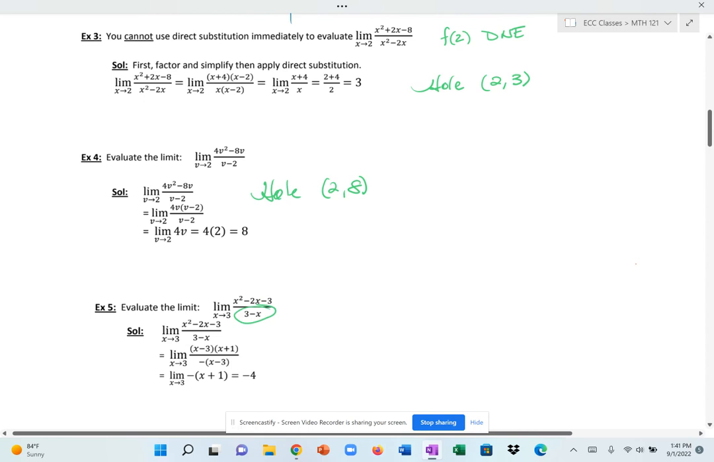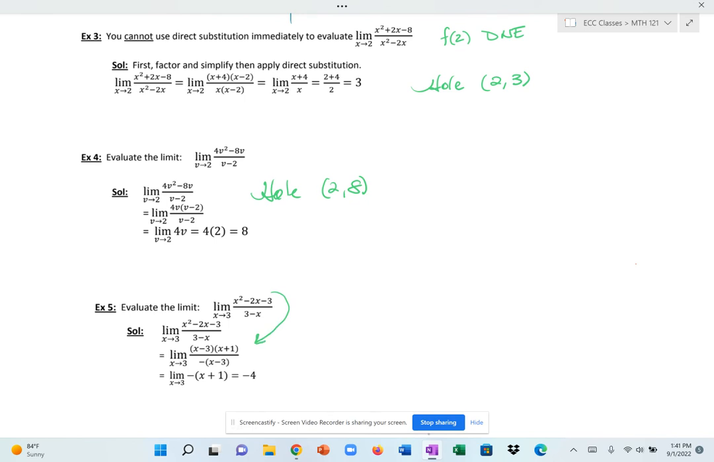All right, here's another one where I can't just plug in the value of x. I can't plug in 3. That would give me a 0 here, but I can factor. So when I factor the numerator, it factors into x minus 3 and x plus 1. So this x minus 3 looks a lot like the denominator, but not quite. It's off by a sign. So what I did was I factored a negative 1 from the denominator, and I get negative parentheses x minus 3. And when I do that, then I can simplify, and I'm left with just the limit as x approaches 3 of negative parentheses x plus 1. And when you plug in 3 in here, you get negative 4 as your result.